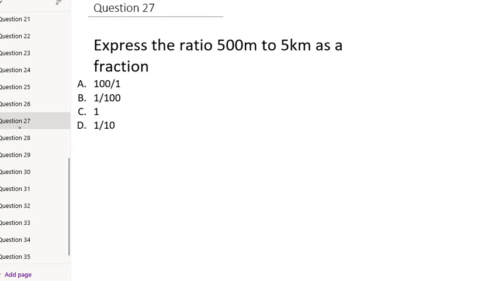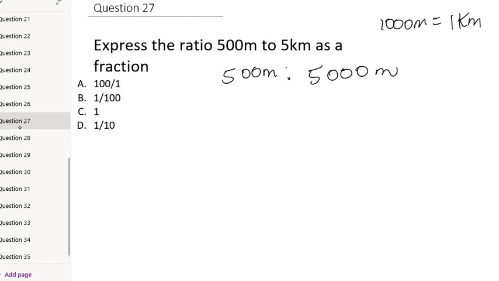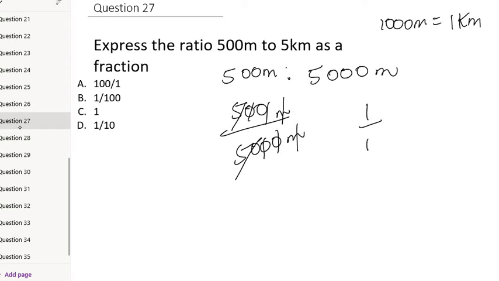Okay, question 27. Express the ratio 500 meters to 5 kilometers as a fraction. So 500 meters ratio. 1000 meters equals 1 kilometer. So 5 kilometers will give us 5,000 meters. Don't forget, ratio means divide. 500 over 5,000. M cancels M, 00 cancels 00. 5 into 5, 1, 5 into 50, 10. So the answer is D, 1 over 10.